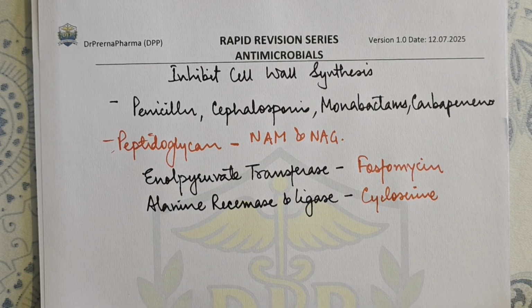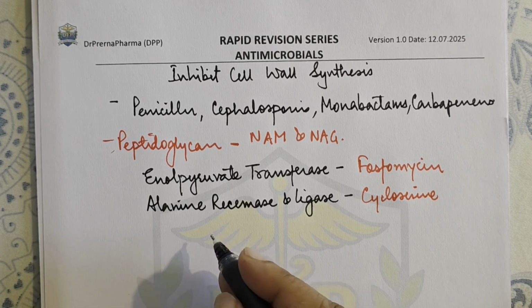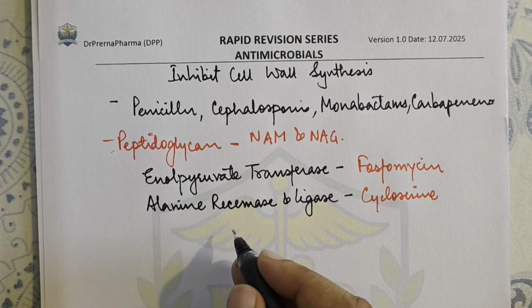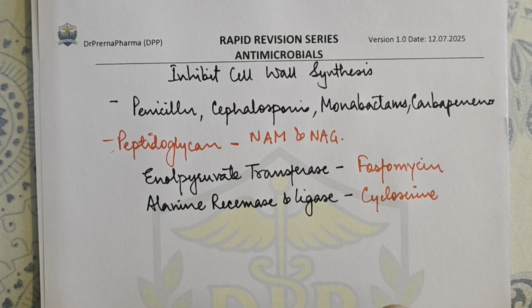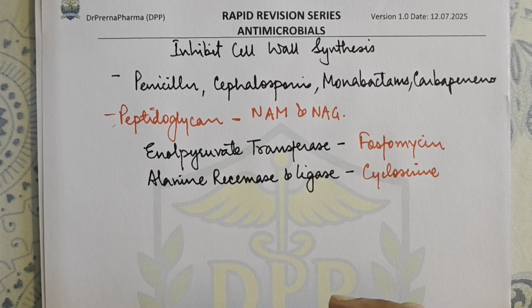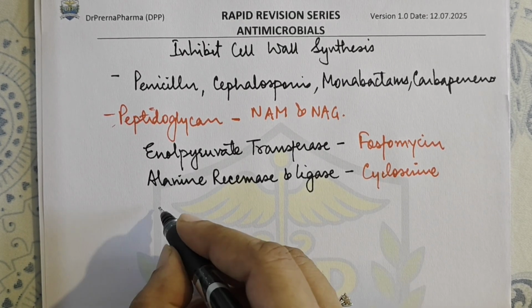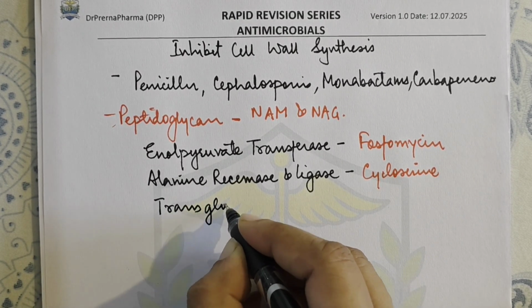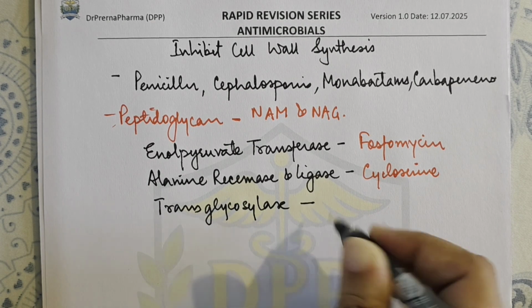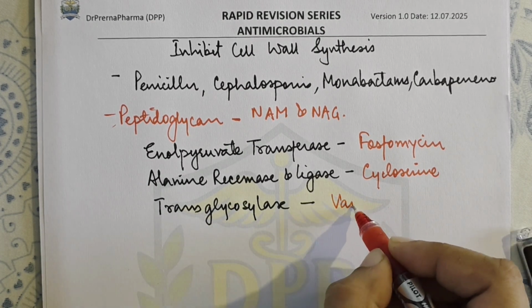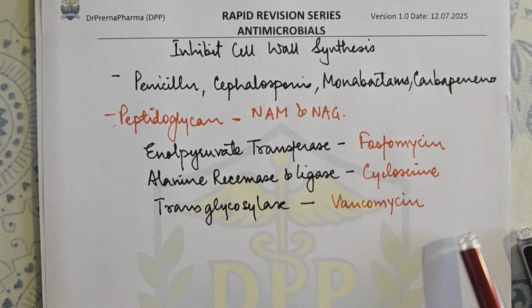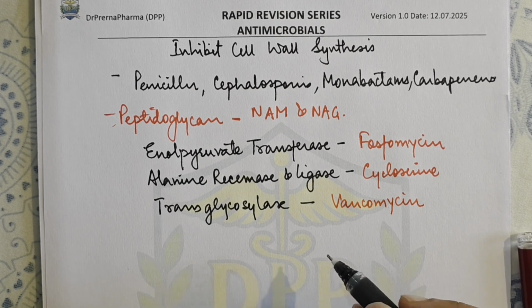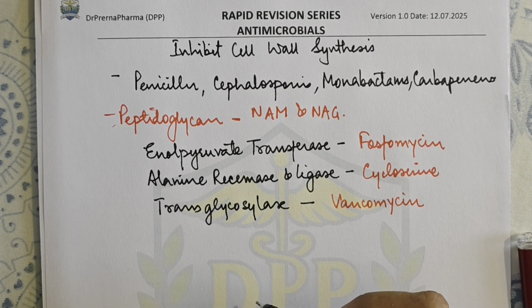Okay. Then UDP is removed from this UDP pentapeptide by bactoprenol, which is a membrane lipid carrier, and N-acetylglucosamine is added. Then the resulting molecule is transported across the plasma membrane by bactoprenol, and then elongation of the peptidoglycan chain occurs with the help of the enzyme transglycosylase. This transglycosylase is inhibited by vancomycin.